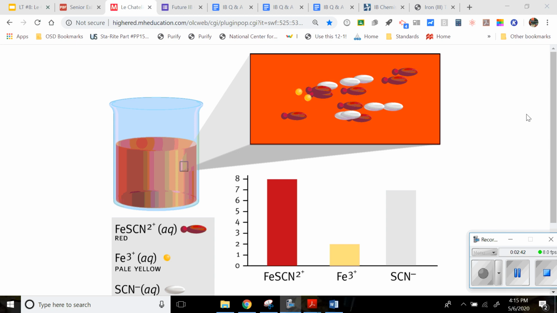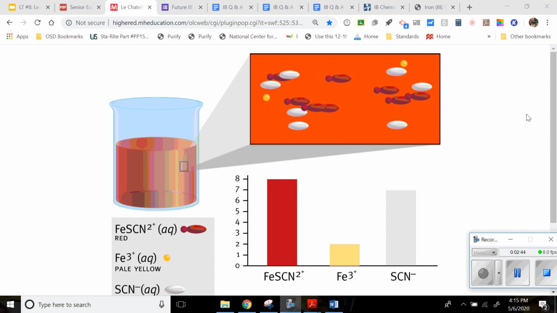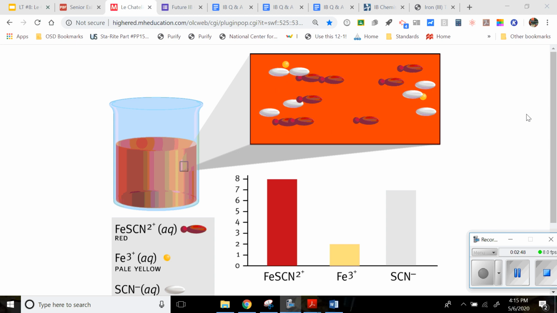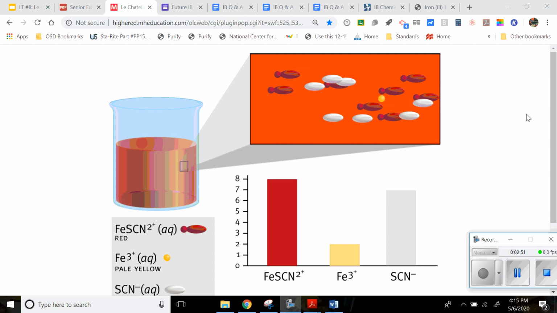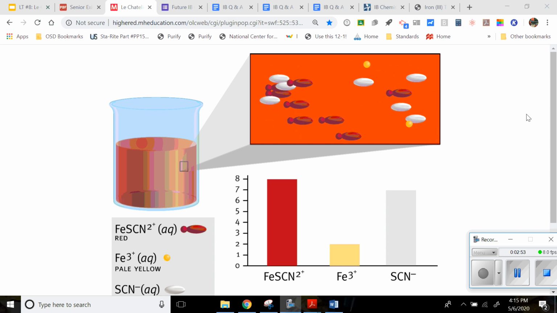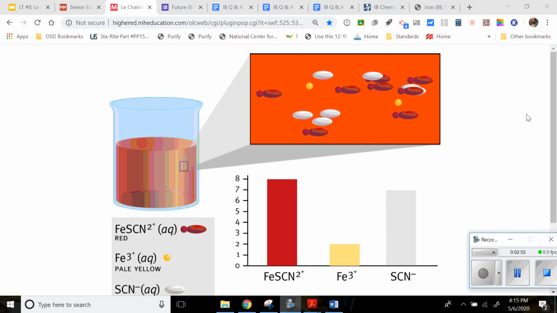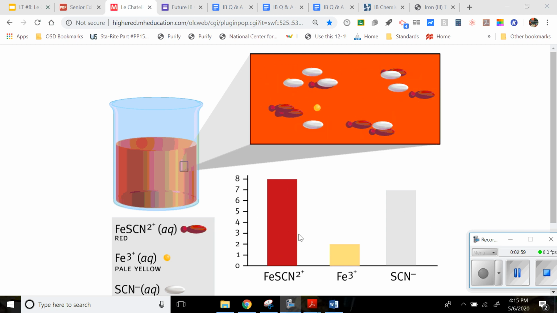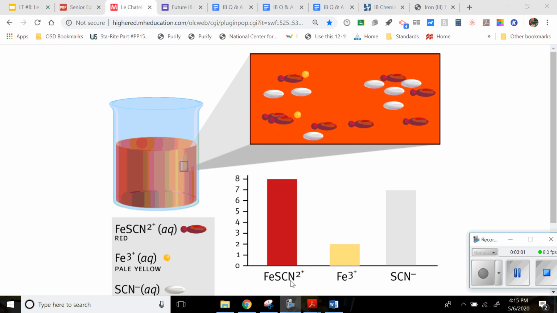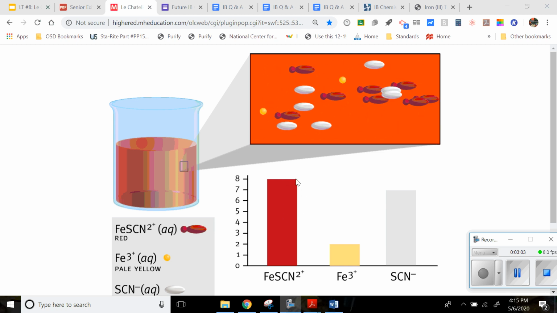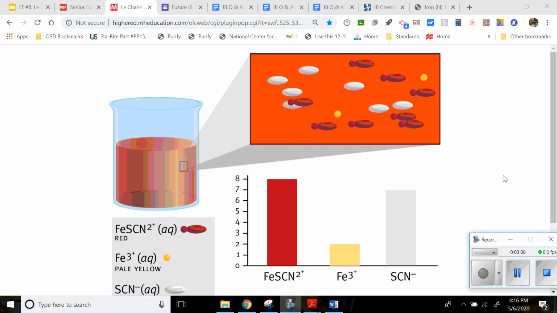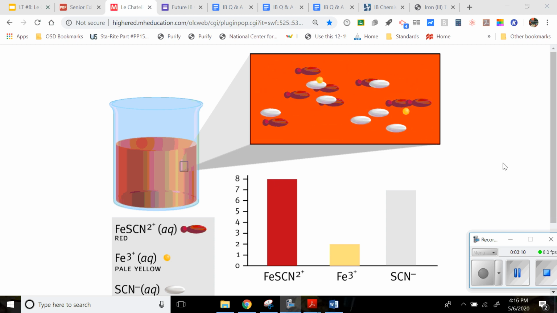This is actually the process that is used to do iron tests for people's blood. So if you were ever diagnosed as being a hemophiliac, you may have had a test where your blood was put into the presence of thiocyanate, and the concentration of the FeSCN2+ that was registered would tell you your iron content in your blood. So now let's do something a little bit different.